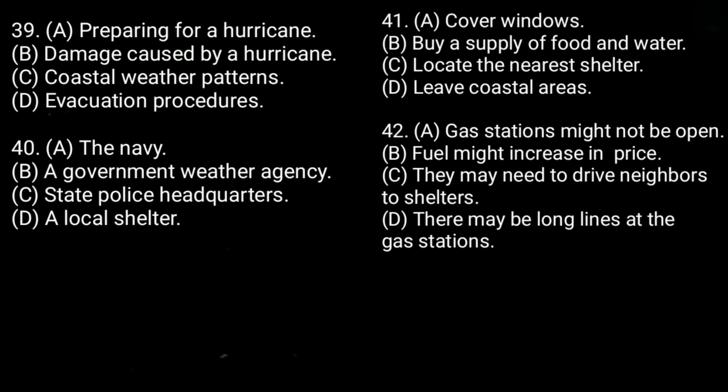Listen to the radio for emergency weather reports and evacuation information. If called to evacuate, leave the area immediately. You will be advised of the locations of local shelters.